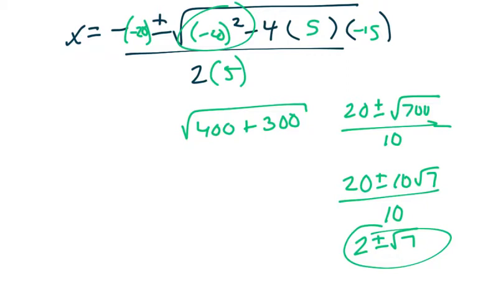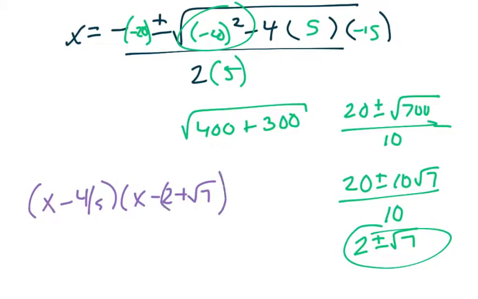So in factored form, we have x minus 4/5, x minus 2 plus the square root of 7, and then x plus 2. Oh wait, these are both plus. It's 2. This is what becomes different. There we go. Woohoo!